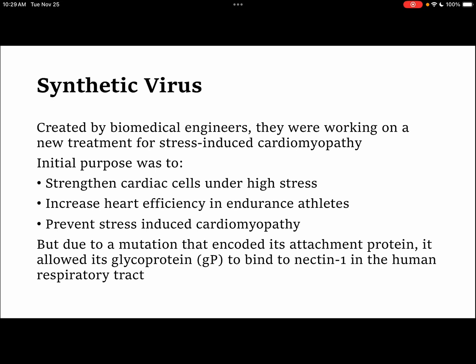And moving on, I have the little origin story, if you will, of the CMV1 virus. CMV1 was originally created by biomedical engineers as a synthetic therapeutic virus intended to strengthen cardiac tissues under stress. However, a mutation in its GP glycoprotein, as we saw earlier, is now able to recognize Nectin-1 within the respiratory tract, which led to unintended human infection, a little outbreak of our CMV1 virus.